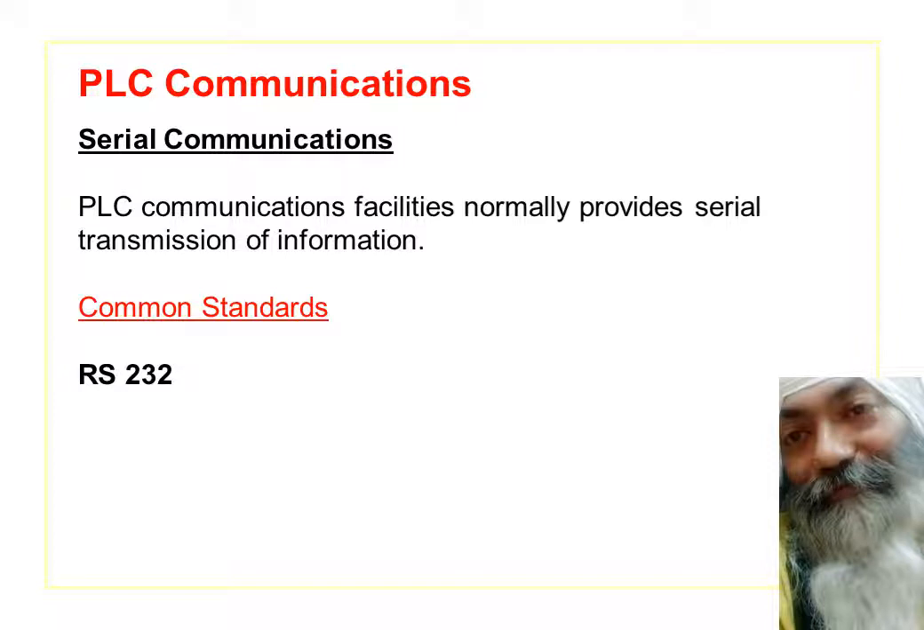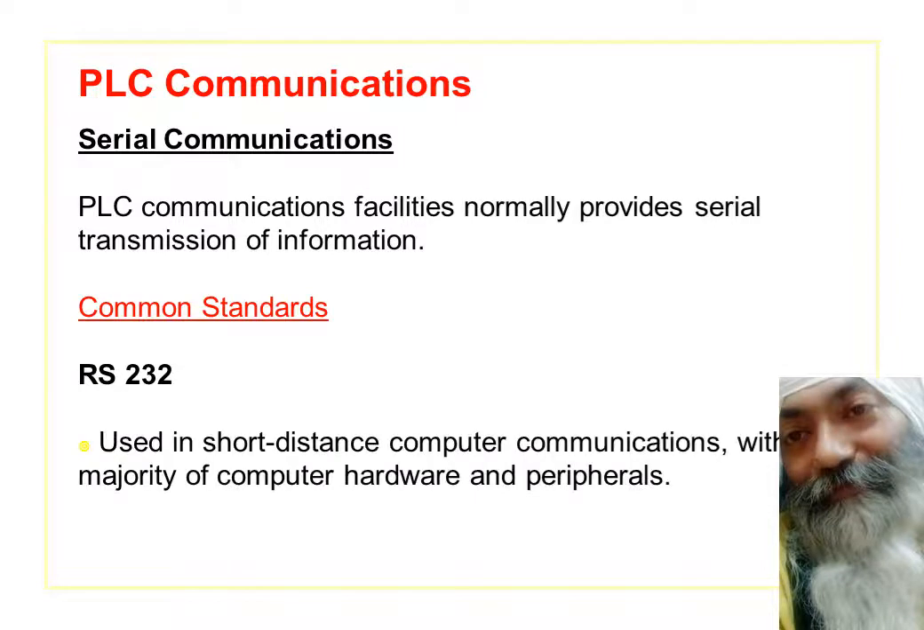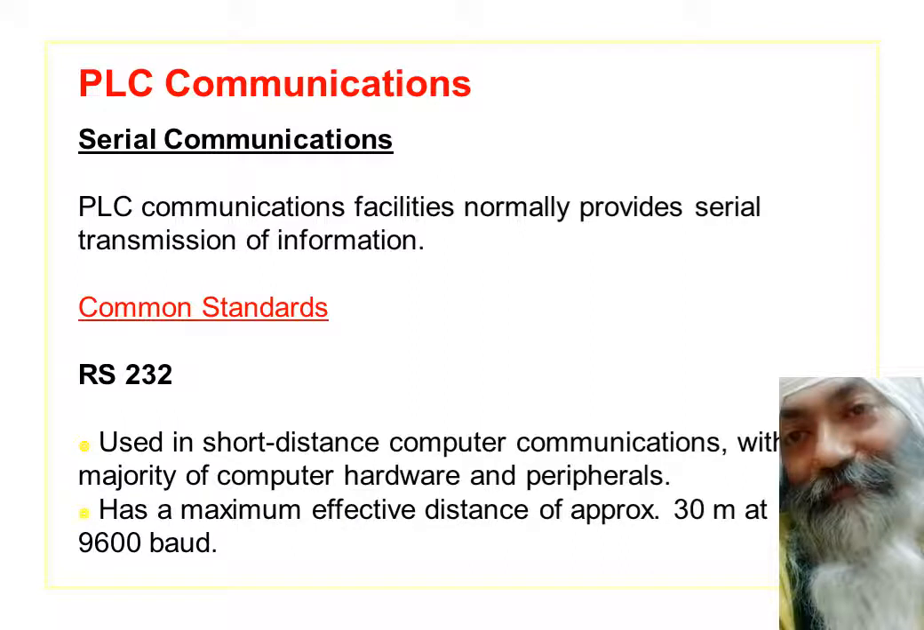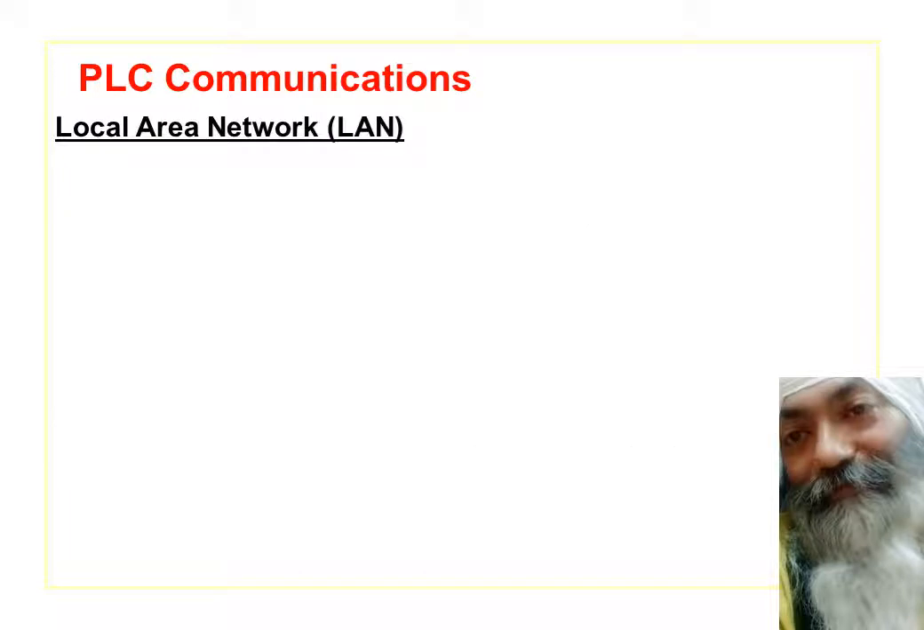So the common standard which you might see, to start with, is RS-232. It's used for short distance computer communication with the majority of computer hardware and peripherals. It has a maximum distance of 30 meters at 9600 baud rate, which is good enough for short communication. If you want faster communication and for a longer distance, then we don't go in for serial kind of thing.